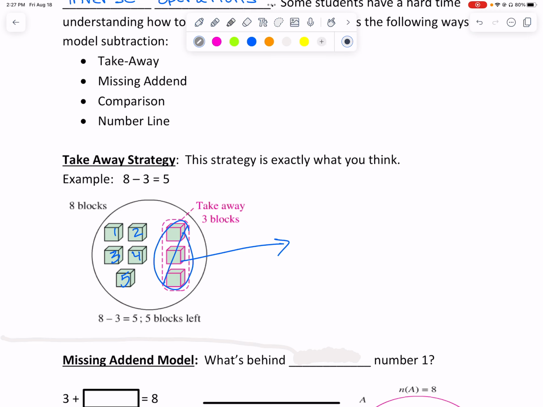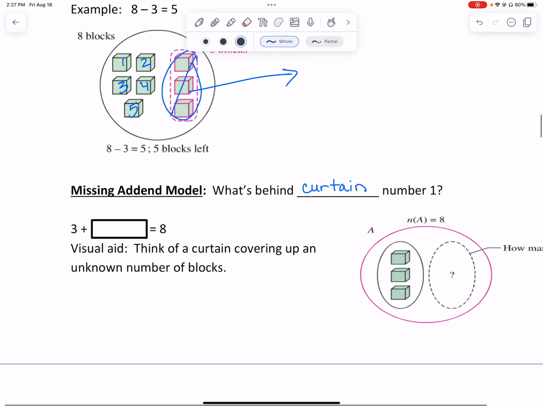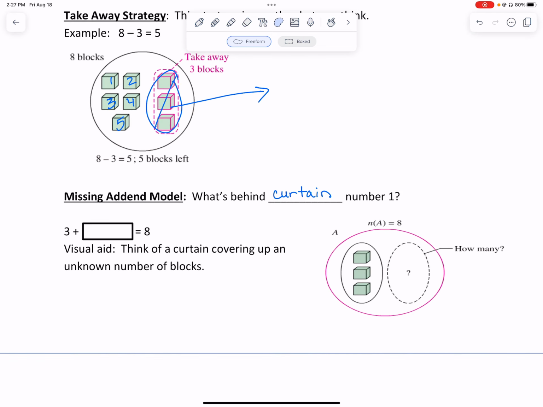So the next strategy is called the missing add-in. Sort of think of it as what is behind curtain number 1. The way we show it somewhat abstractly is with that box right there. 3 plus something equals 5. So think of putting a Kleenex or a curtain, something over several blocks. You could set out 8 blocks and then cover up 5 of them. And then say, oh, there's 3. I'm telling you there's 8, so how many is left? So that's called the missing add-in.